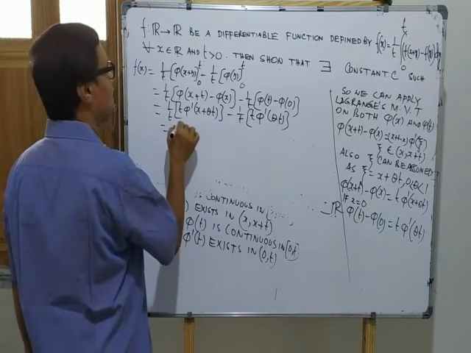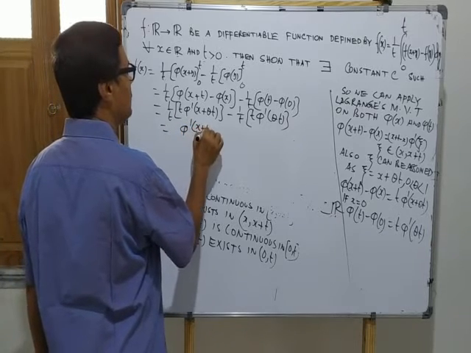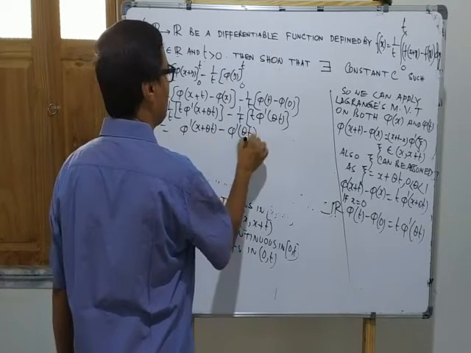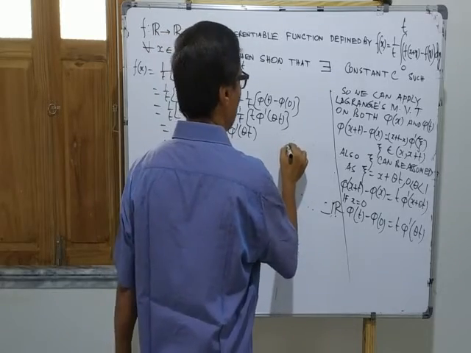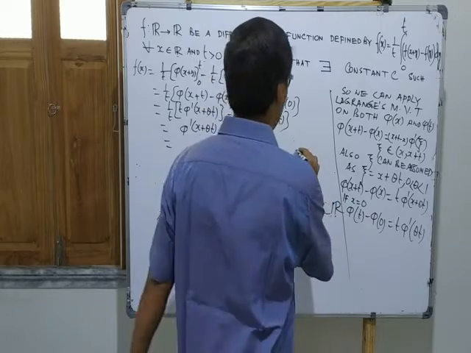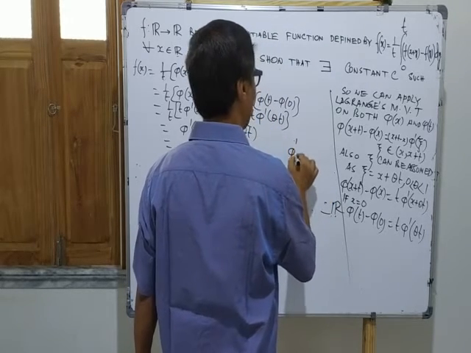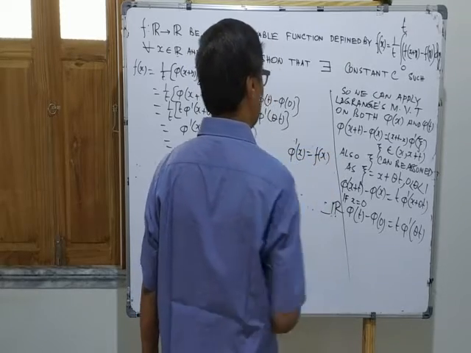So this is equal to phi dot x plus theta t minus phi dot theta t. Here also we have chosen phi x as the antiderivative of f x. So we have assumed phi x as the antiderivative of f x, so phi dot x equal to f x.